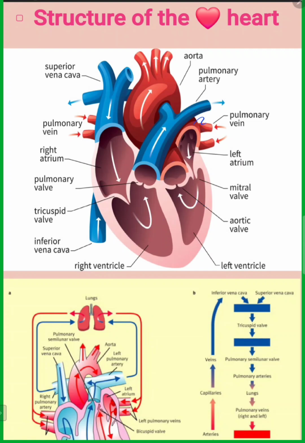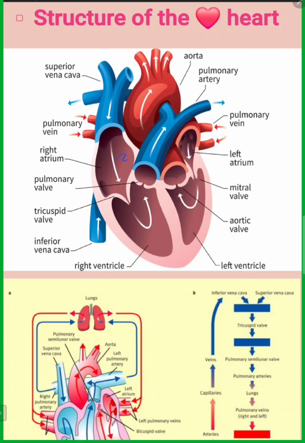Several blood vessels are connected to the heart to pump blood away from the heart and towards the heart. This blood vessel is called the superior vena cava, and this one is the inferior vena cava. They open into the right atrium of the heart. Into the left atrium, the pulmonary veins open, while the pulmonary arteries open from the right ventricle. The blood pumped throughout the body is carried by the aorta. It opens from the left ventricle.